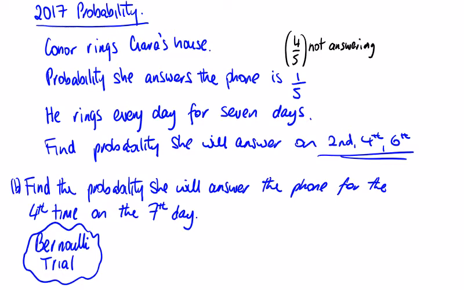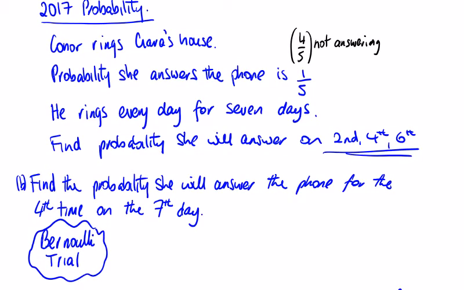So he rings her house every day for 7 days. Find the probability that she will answer on the 2nd, 4th, and 6th days. Now, you could confuse this with a Bernoulli trial, which is the next part of the question, but this is something happening on every day, just one thing happening in a particular order. So we have 7 days.